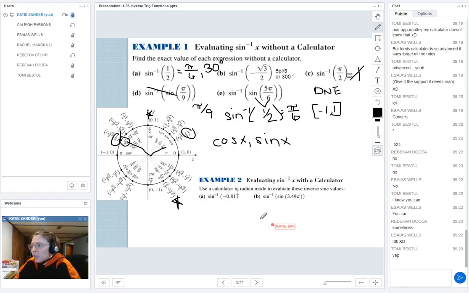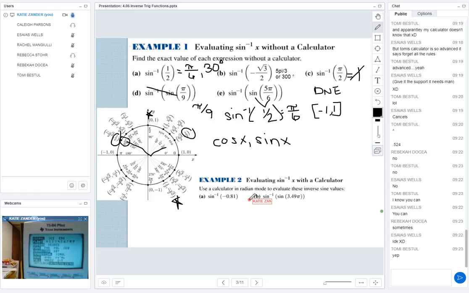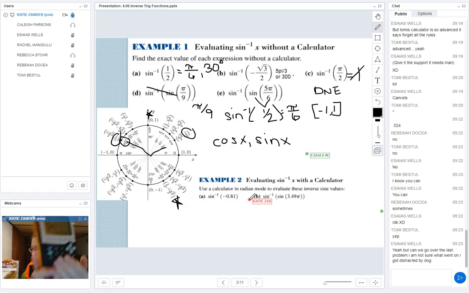Alright, so let's go ahead, try part 2. You will need a calculator to do this. It says make sure you're in radian mode. So again, if you haven't already switched over, go make sure you're in radian mode. This is where we're going to test Tommy's calculator and see if she gets an acceptable response.